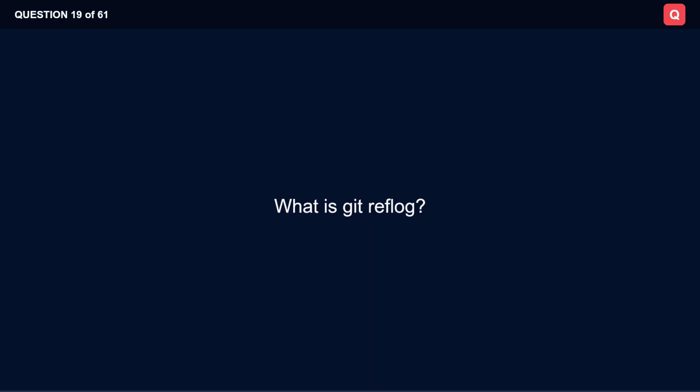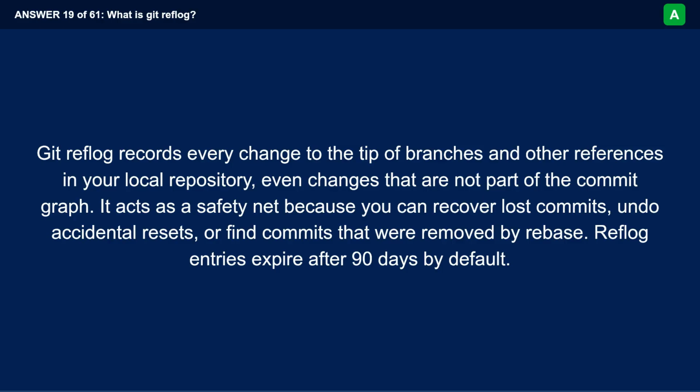What is Git reflog? Git reflog records every change to the tip of branches and other references in your local repository, even changes that are not part of the commit graph. It acts as a safety net because you can recover lost commits, undo accidental resets, or find commits that were removed by rebase. Reflog entries expire after 90 days by default.